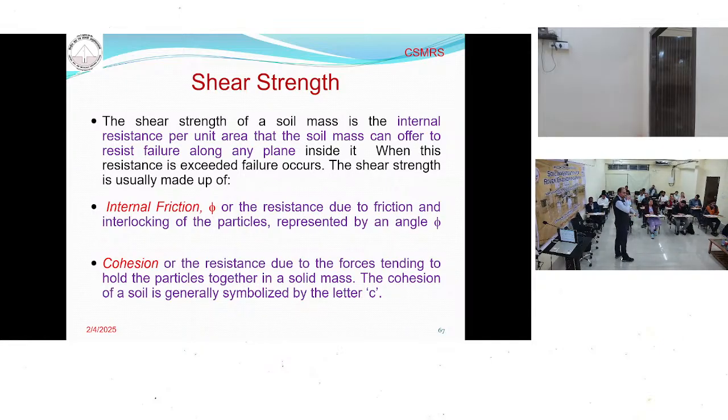When you talk about non-cohesive soil, they have phi. When you talk about cohesive soil, they have C. But if the soil is a combination of all sizes of particles, the soil has C and phi.